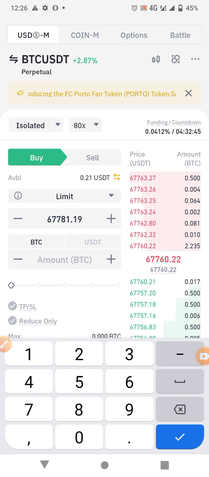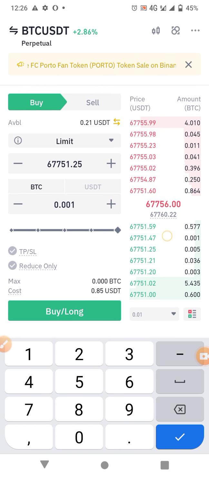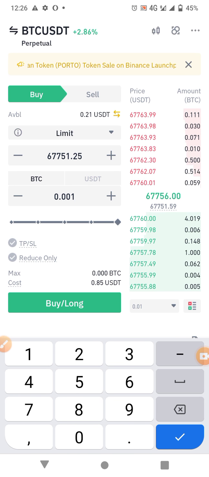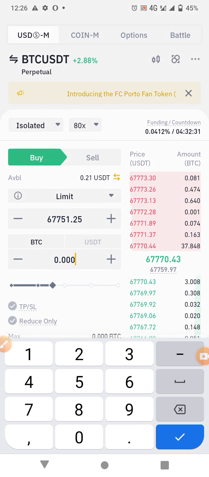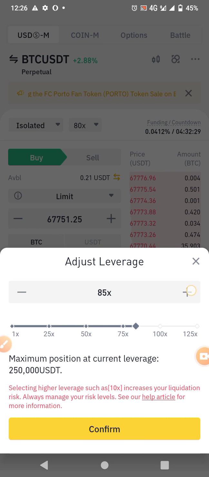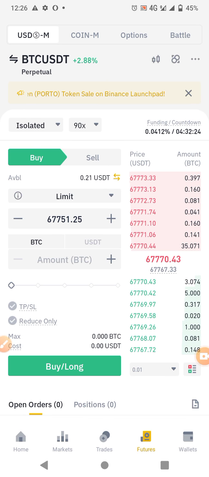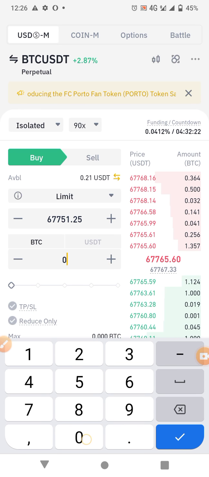Okay, I want to trade 0.001. What will determine the amount of USDT I will use is this down. Are you getting me? So let me just say I increase my leverage to around 90 so that my investment will be low. 0.001.